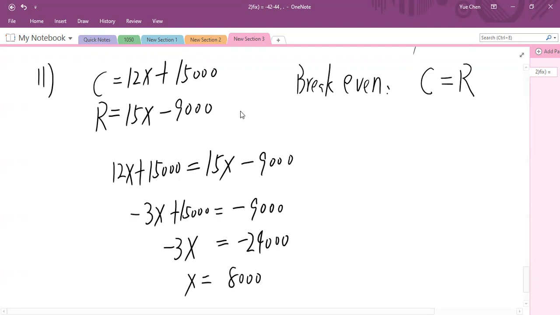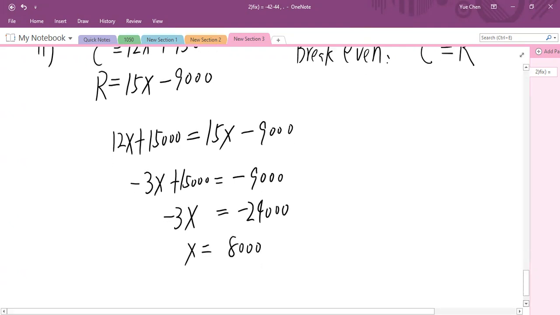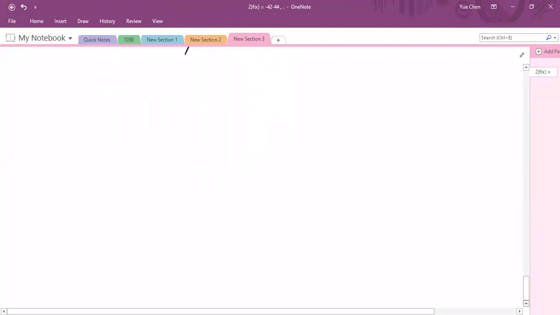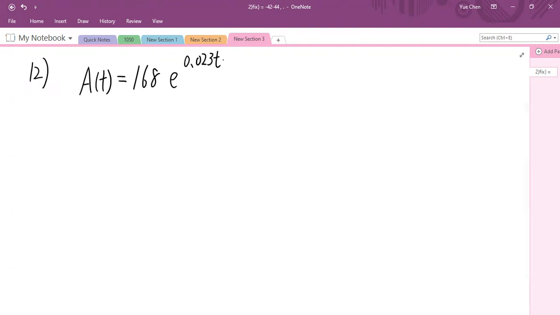Number 12. The growth, okay, exponential growth. This is the formula given: A(t) equals 168 times e to the 0.023t. T represents the number of years since 1985.